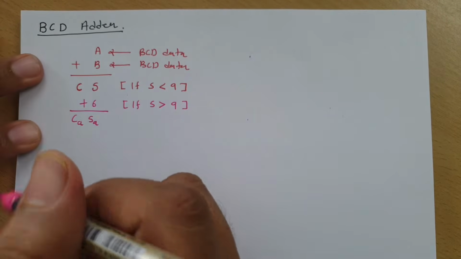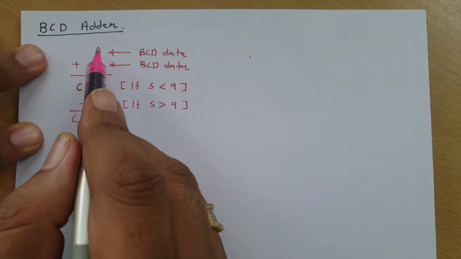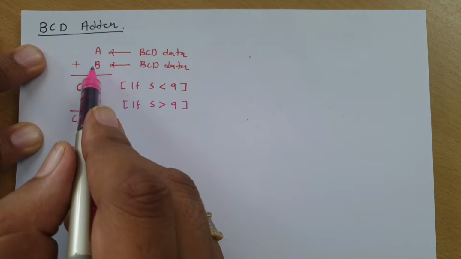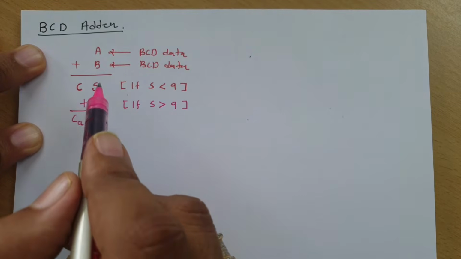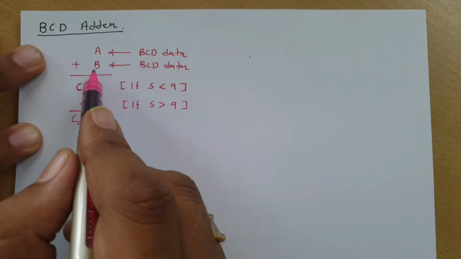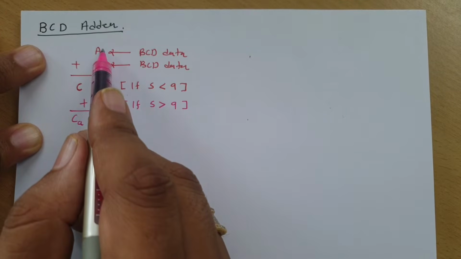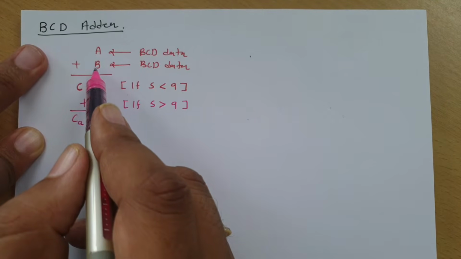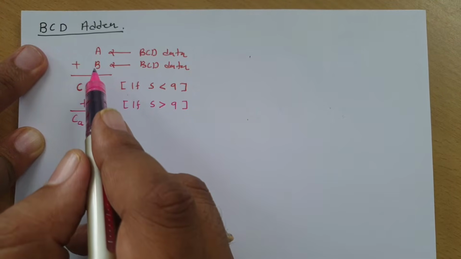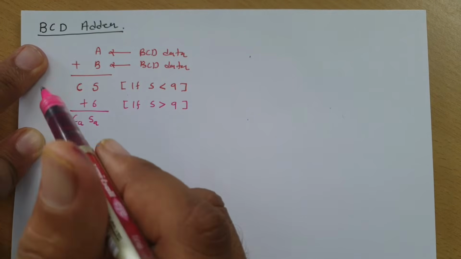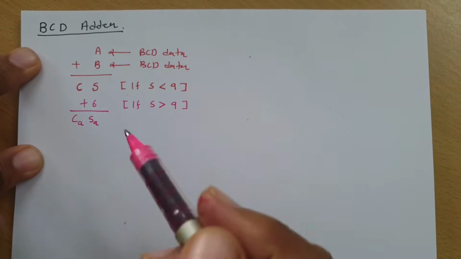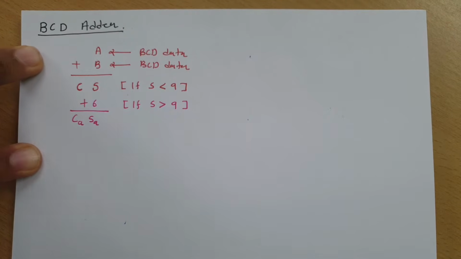Now, if you observe BCD addition, the maximum data of A and the maximum data of B is 9. So, when you do addition, the maximum output could be 18, 9 plus 9. So, there are a total of 3 combinations which we need to understand. Let me explain the total possibilities over here.